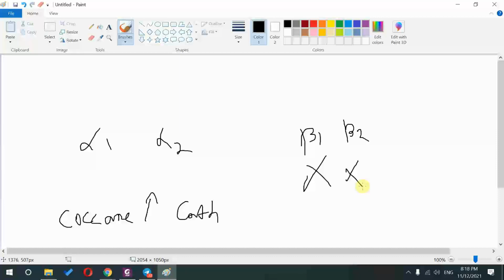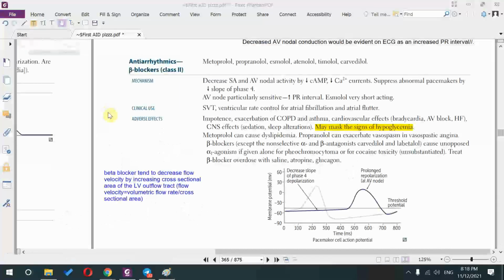It's a really bad idea. Why? Because instead of activating these, it cannot. So all of these catecholamines are going to activate these. When you activate the alpha 1, what happens to you? Not cardiac contraction, but vasoconstriction. Exactly. So exacerbated hypertension that can kill you. So treatment of beta blocker toxicity includes saline, atropine, and glucagon.